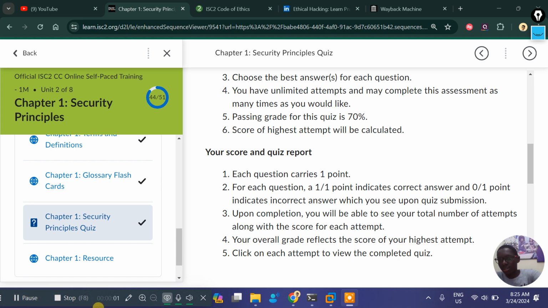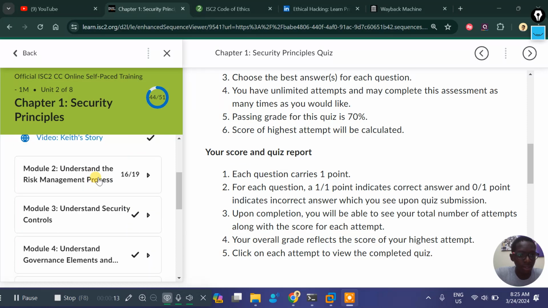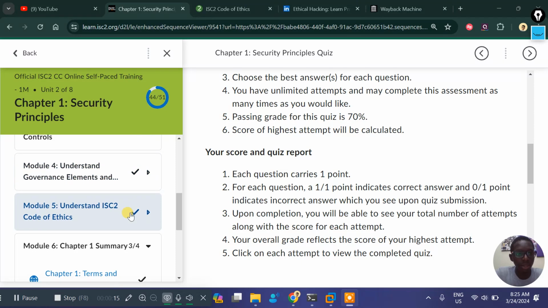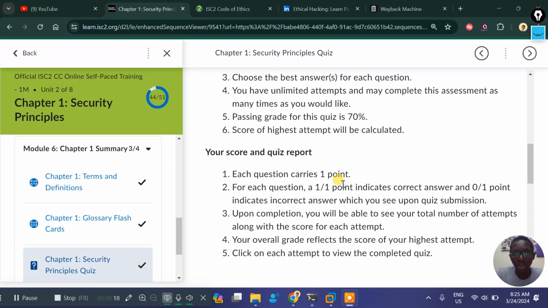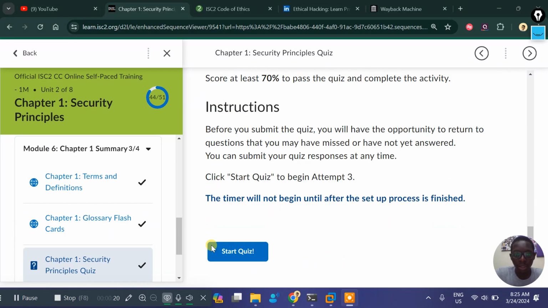We apparently had a question, so to speak. We had a bunch of questions to deal with in chapter 6, that's unit 6 rather. So this is module 6, chapter 1, module 6, right? So we're going to go through the questions and we're going to attempt them. Start quiz. Let's begin.